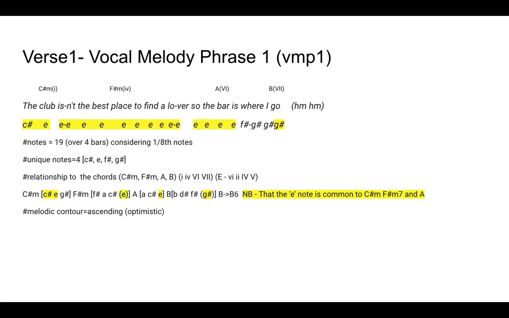Okay, so now we are going to talk about the first vocal phrase, and we did a lot of work to get here. Well done. And we also know we are working in the key of C sharp minor. We know the chords. Let's take a look more closely now at the melody and how it relates to those chords and to the scale also. So let's look at the phrase. We just write it down. It says, the club isn't the best place to find a lover, so the bar is where I go.